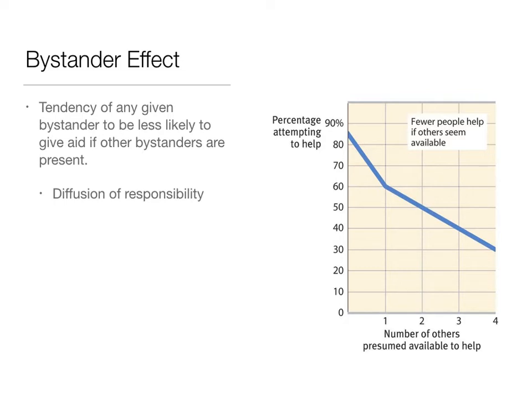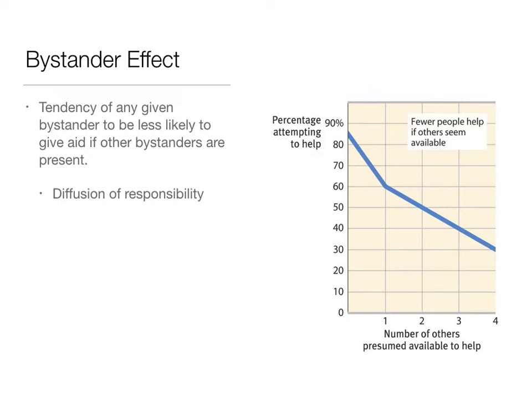So here on the graph, we have the percentage attempting to help. And you can see about 85% of people attempt to help when there are no other people available to help. Once we get to just one other person available, we get down to about a 60% attempt to help. 2 people, we're down to 50%. 3 people, we're down to 40%. 4 people, we're down to 30%. And so you can see how in a really public setting, with a lot of people witnessing this, that diffusion of responsibility kicks in and helping goes down.